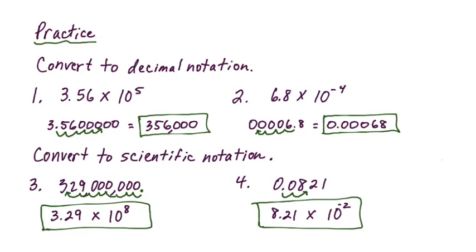So again, you can always go in reverse to double check yourself. This is usually the harder direction for students to go. All right, let's move on.